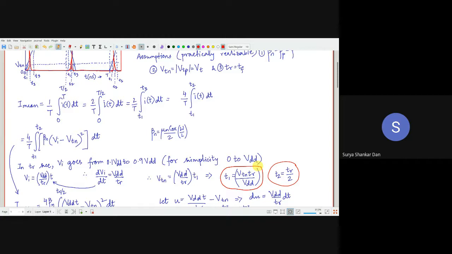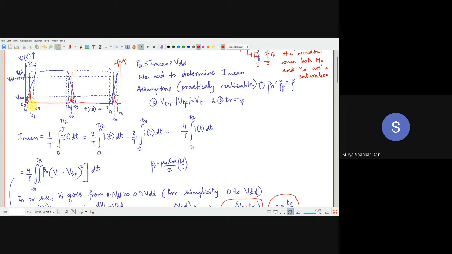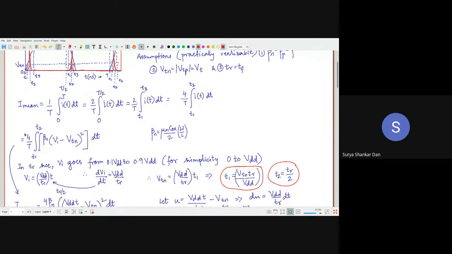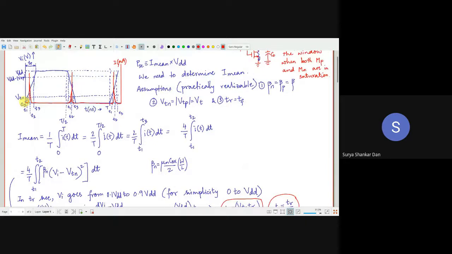So how did we obtain this T2? Just from the physical understanding that T2 occurs exactly in the middle of this T1 and T3. That means exactly middle of the TR. That's why it is TR by 2. Simple. T1 कैसे निकाले हैं? That we have obtained from the slope of this Vi as a function of time t wala curve. That is essentially a straight line.